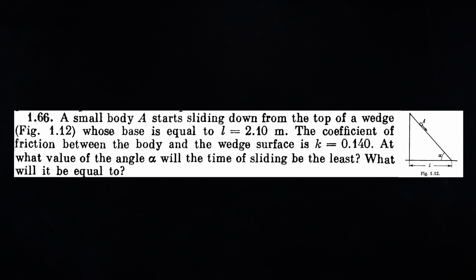Irodov problem number 1.66. A small body A starts sliding down from the top of a wedge whose base is equal to length L. The coefficient of friction between the body and the wedge surface is k. At what value of the angle alpha will the time of sliding be the least? What will it be equal to?